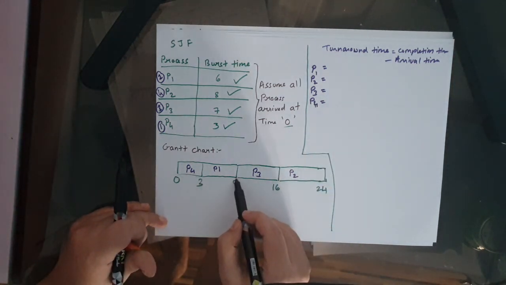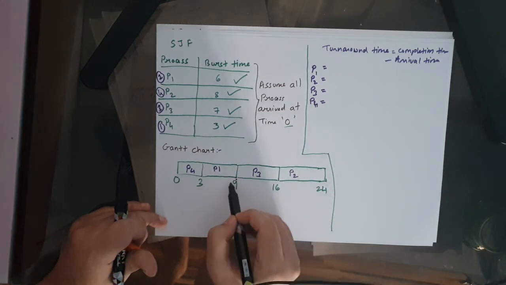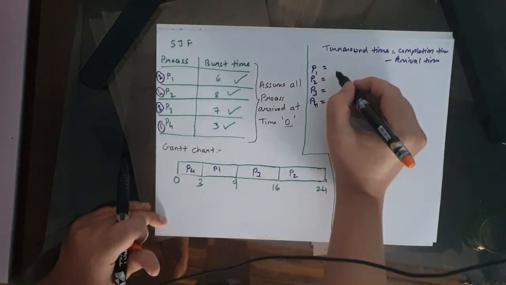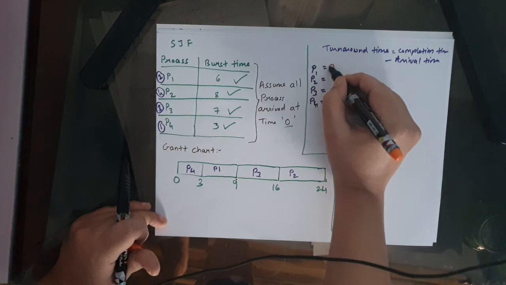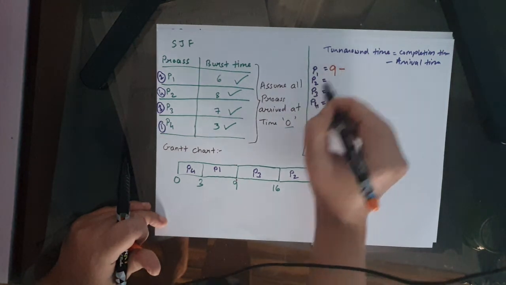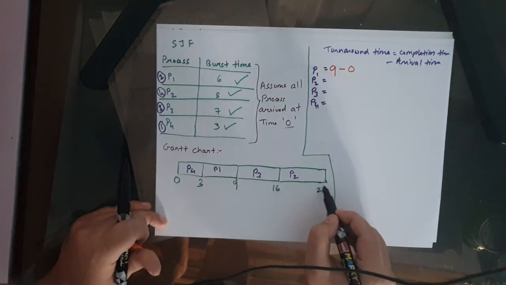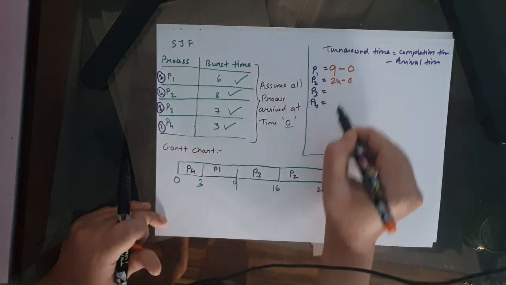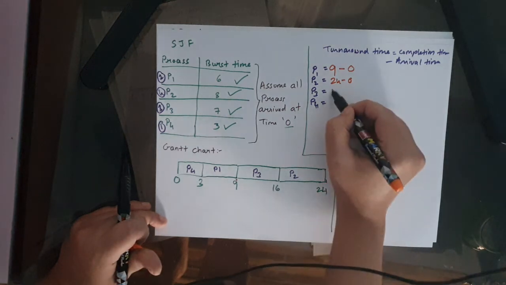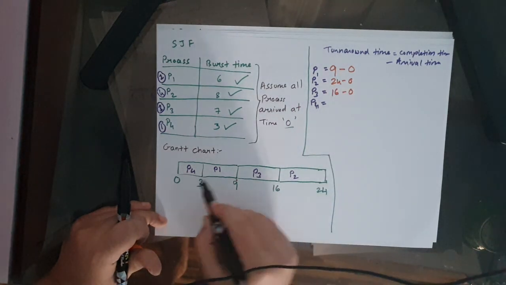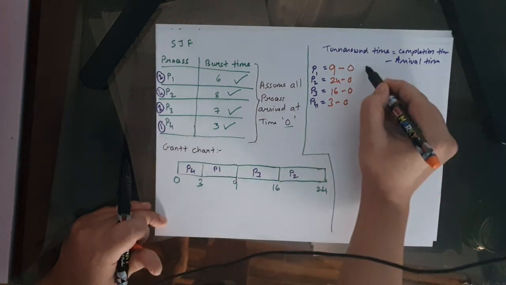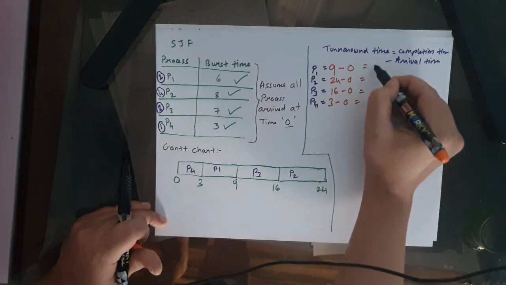P1 is not anywhere else, only here. So P1 completed at 9. So 9 minus arrival time, which is 0. Then we consider P2. P2 completed at 24, so 24 minus 0. P3 completed at 16, so 16 minus 0. P4 completed at 3, so 3 minus 0. Let's write it down.